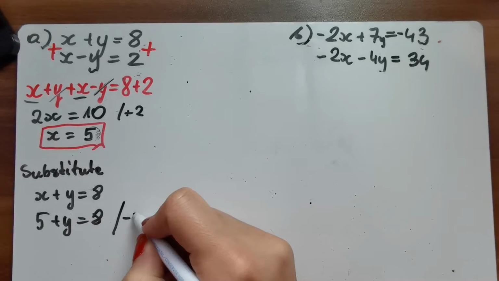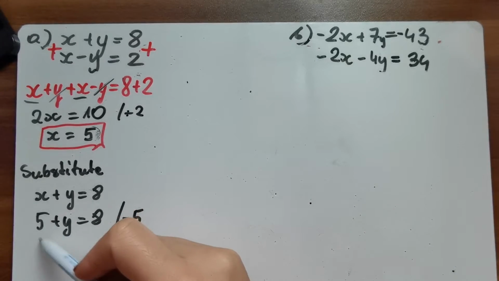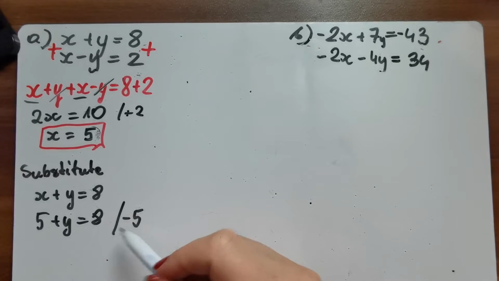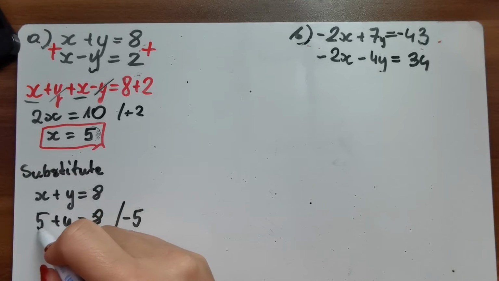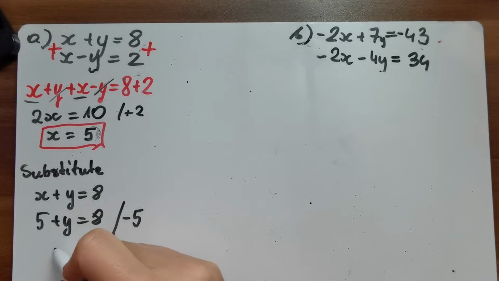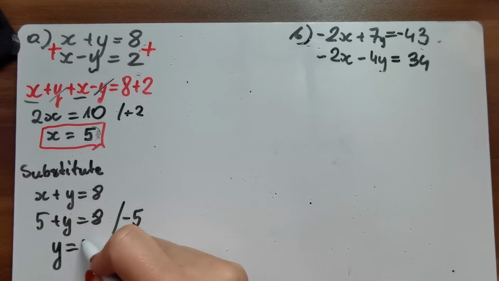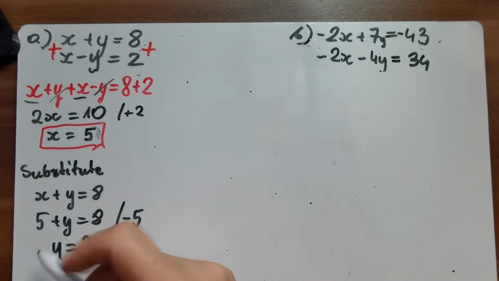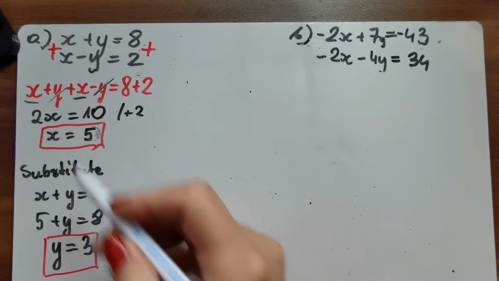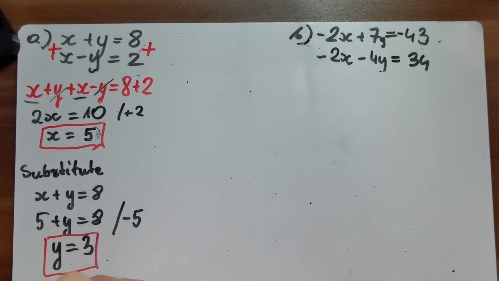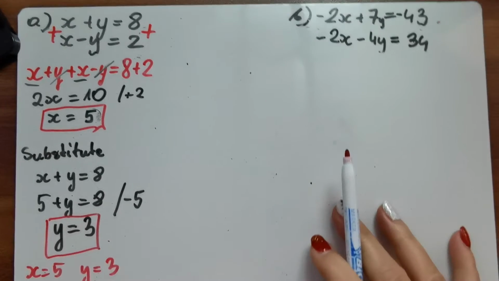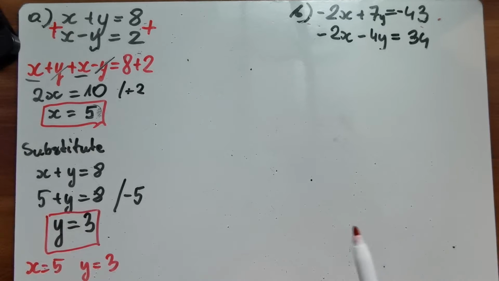I need to take away 5, so I'm doing the opposite operation to adding 5, to both sides of the equation. So 5 take away 5 is 0, plus y is equal to y. 8 take away 5 is equal to 3. So for x equal 5 and y equal 3, this is the set of my solutions.